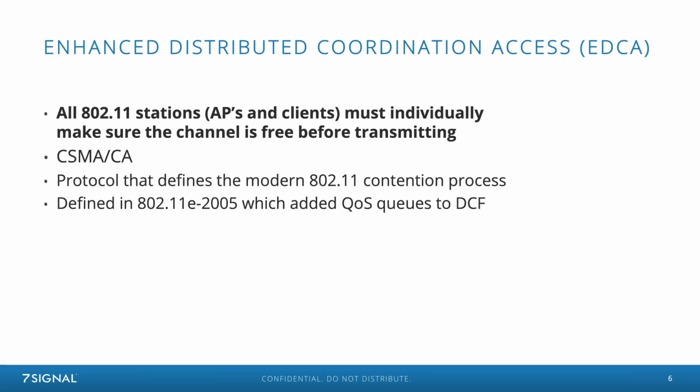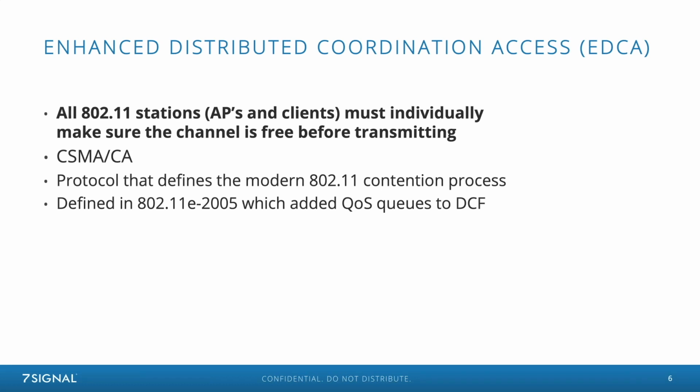We're operating in unlicensed spectrum. We have no idea what channel conditions are. There are other protocols operating in the channel, other APs that we were unaware of, other stations using the channel. So we have to check and make sure it's available before we transmit. This is a carrier sense multiple access with collision avoidance protocol, as opposed to the collision detection that we can do in wired protocols. And it defines the modern 802.11 contention process.